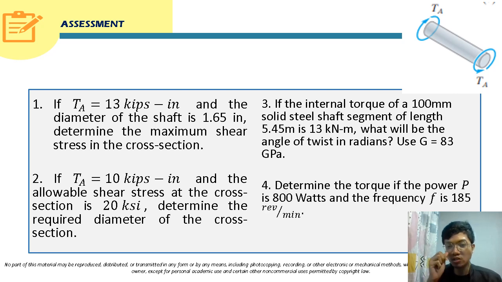And for the last question, determine the torque if the power P is 800 watts and the frequency F is 185 revolution per minute.